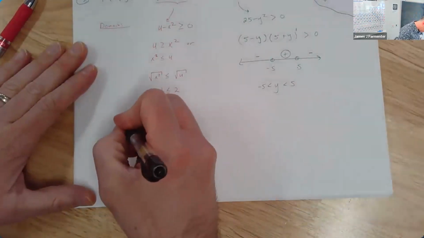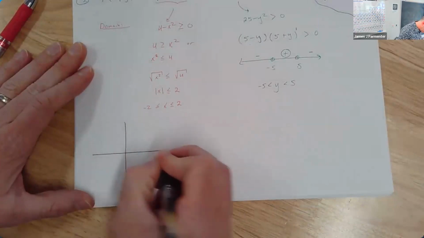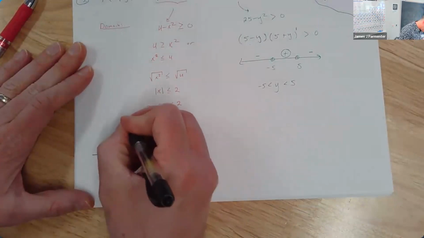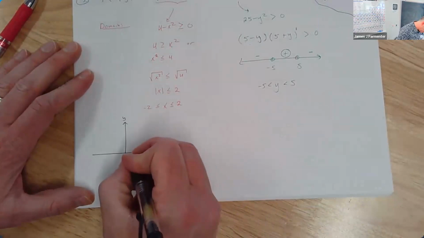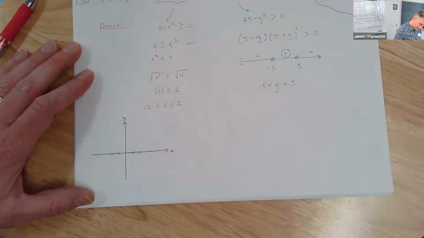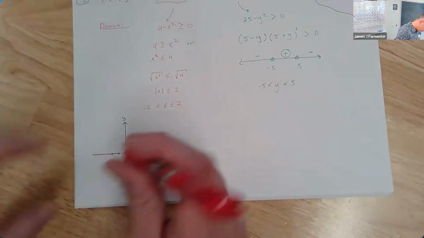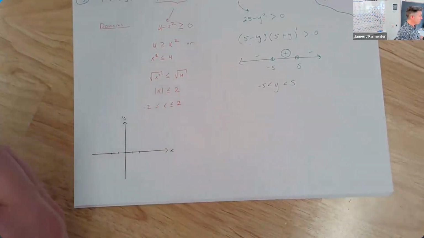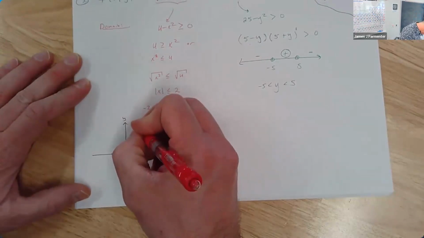So here's what the domain actually looks like in 2 dimensions. We said that x had to be between -2 and 2, and we are including that. Let me use a different color here. When we're including something, we usually use a solid line to include it if we're having to draw it. So here's x between -2 and 2.